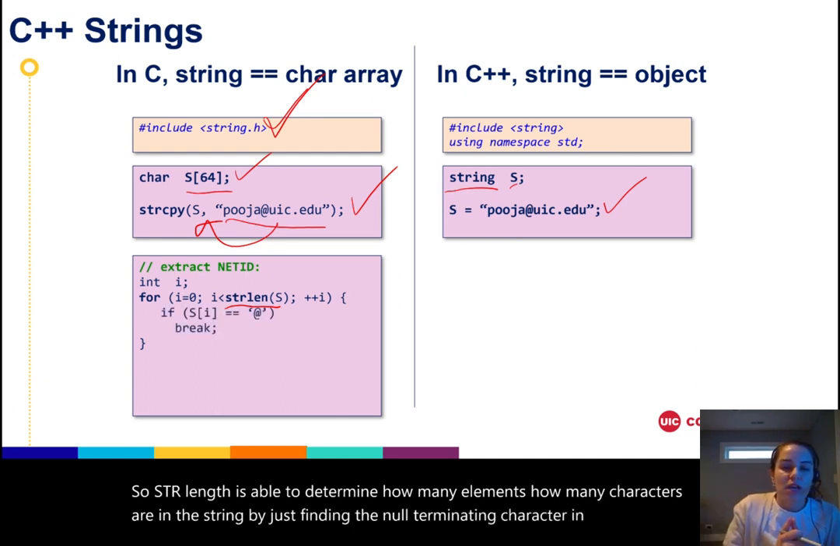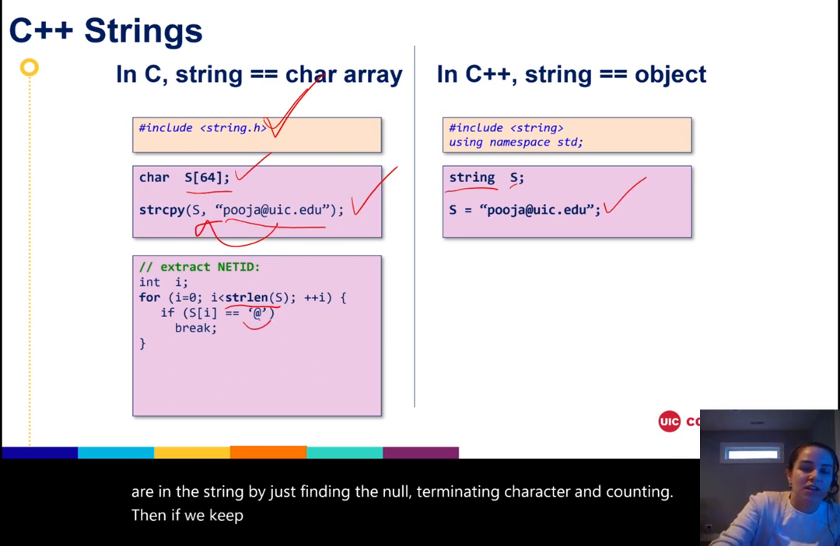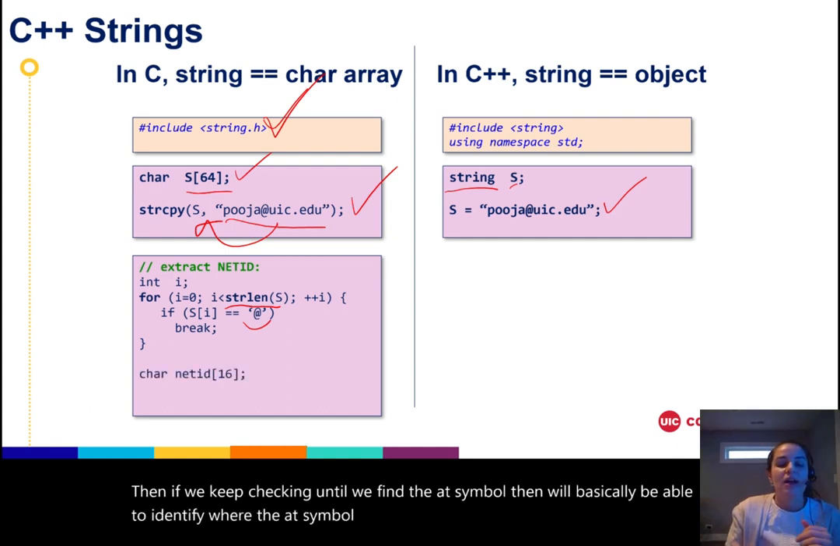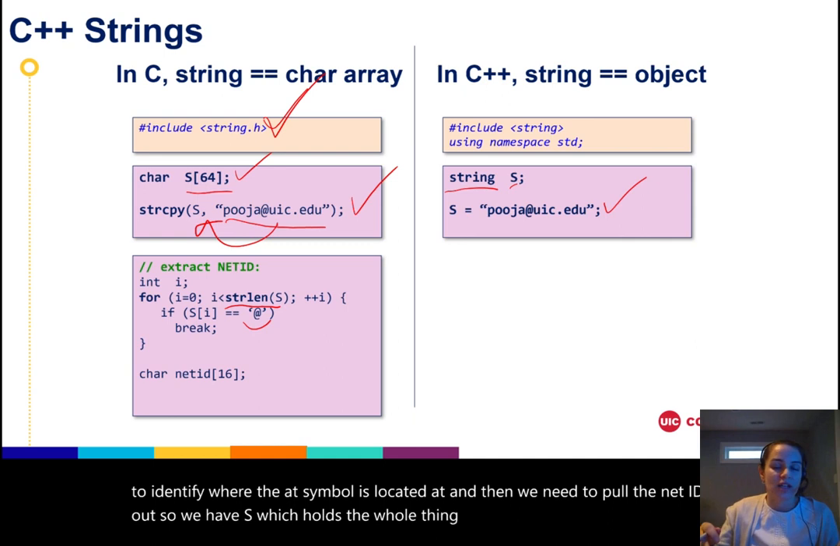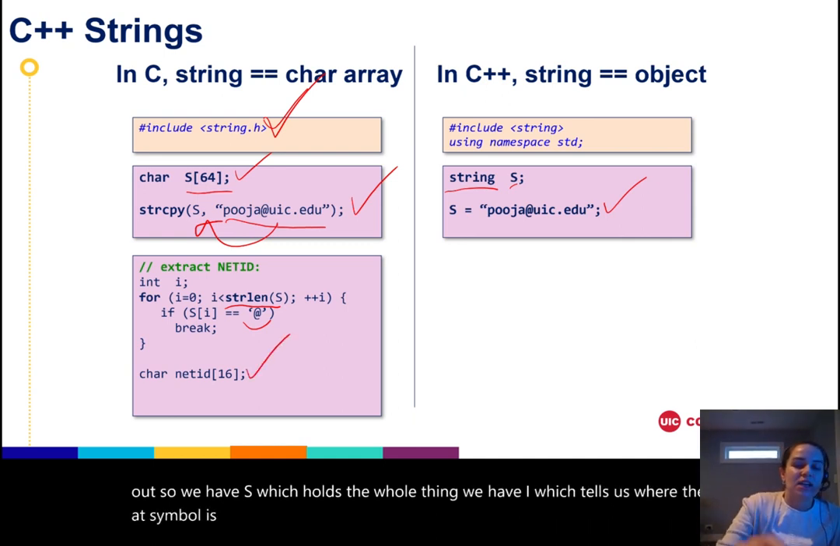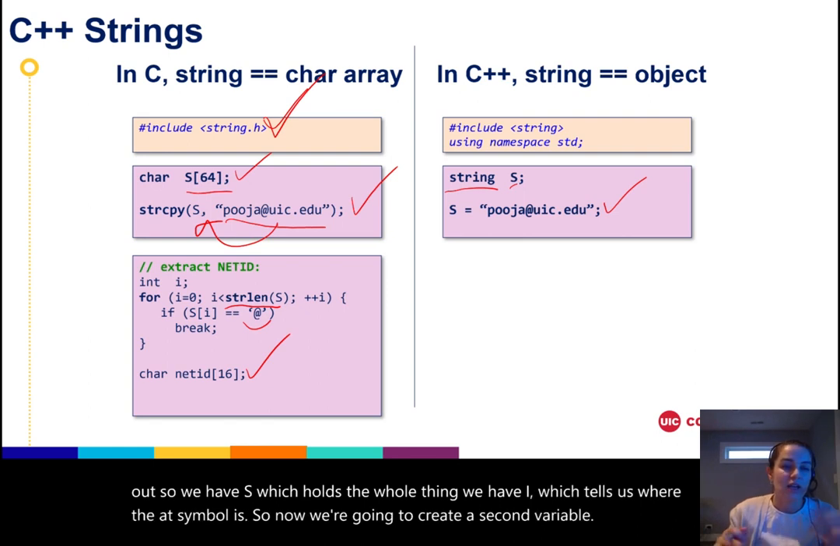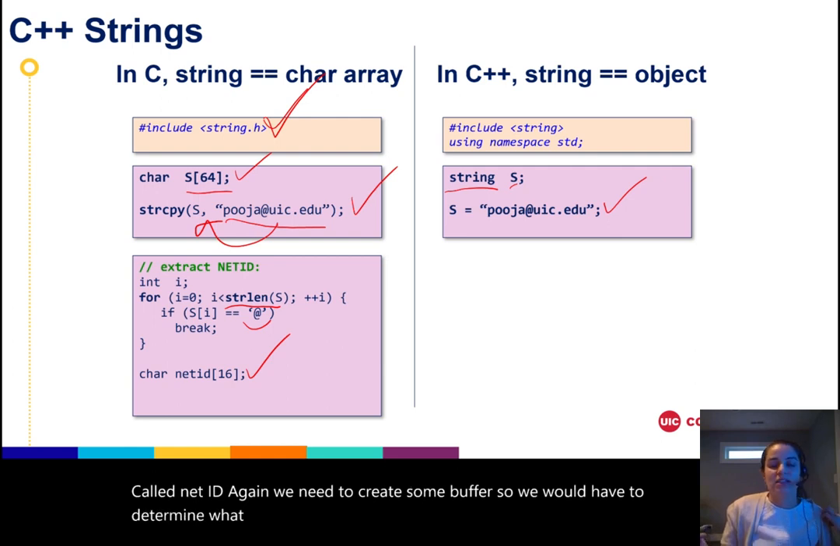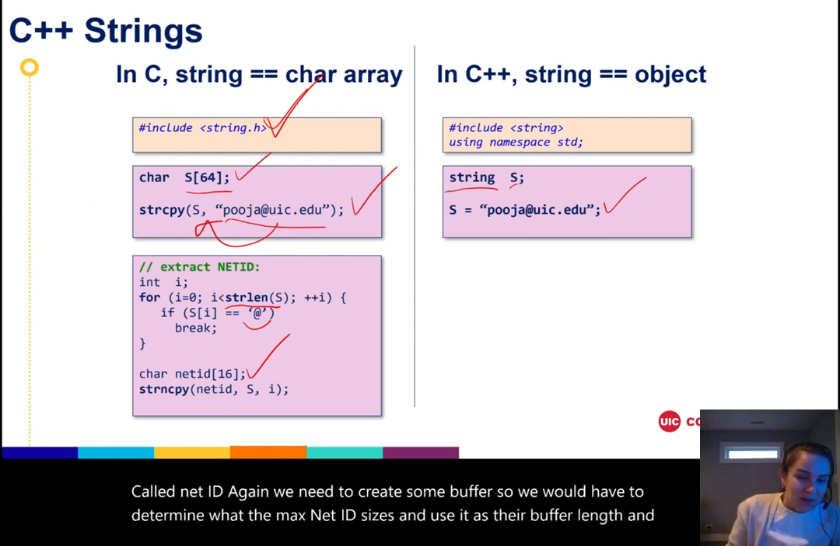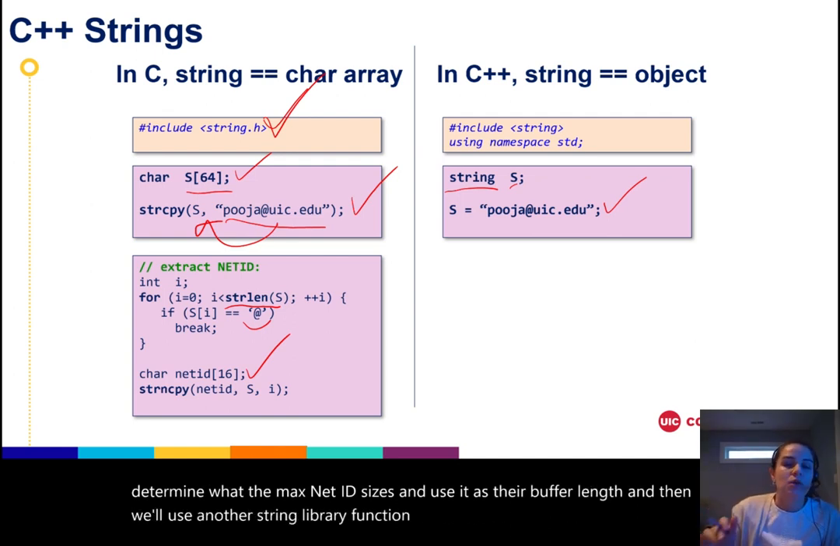And then if we keep checking until we find the @ symbol, then we'll basically be able to identify where the @ symbol is located. And then we need to pull the net ID out. So we have s, which holds the whole thing. We have i, which tells us where the @ symbol is. So now we're going to create a second variable called netID. Again, we need to create some buffer, so we would have to determine what the max net ID size is and use that as the buffer length. And then we'll use another string library function called strncpy, which doesn't copy until the null terminating character.